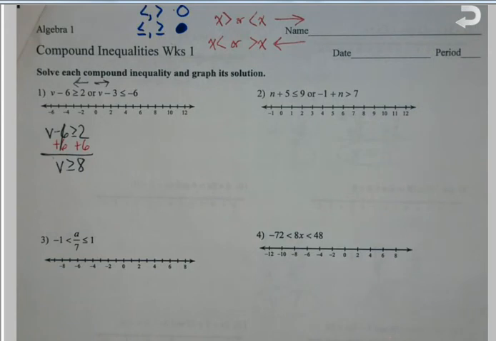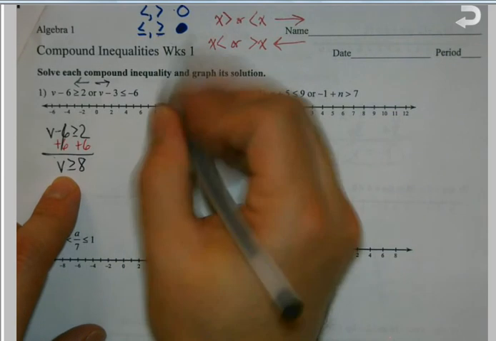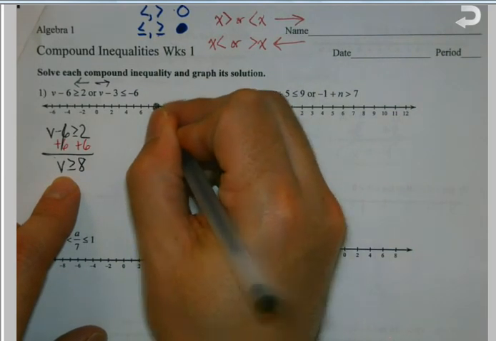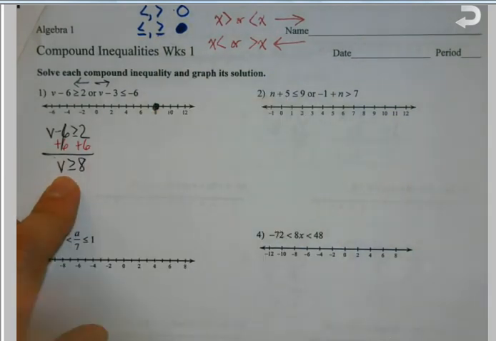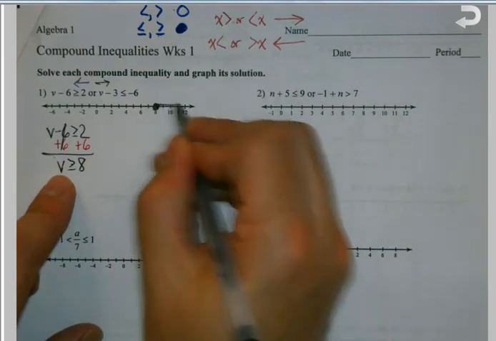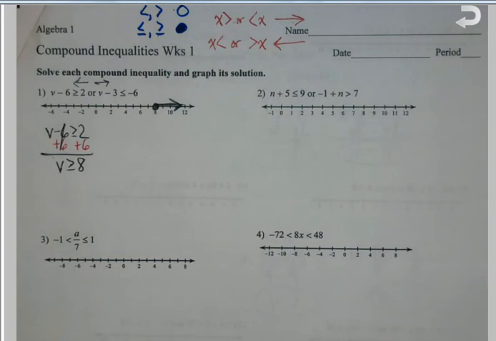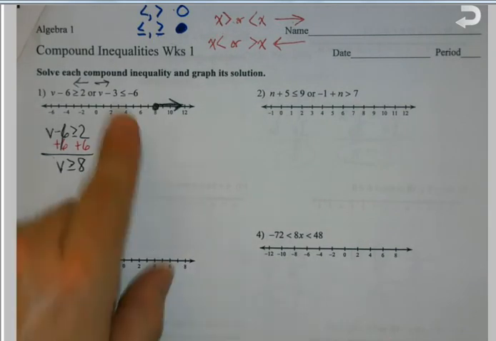So I get my first one, and I go, okay, v is greater than or equal to 8. I see the or equal to, lets me know that's a closed dot. Arrow is eating v. Arrow's going to the right. All right. So then I say, but I remember, I still got this other one to do.